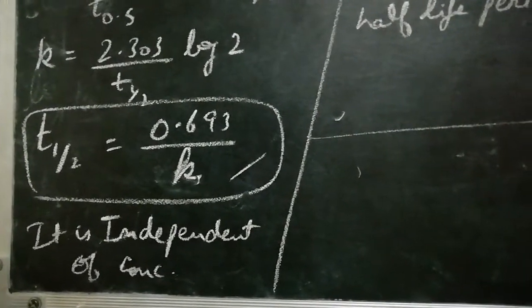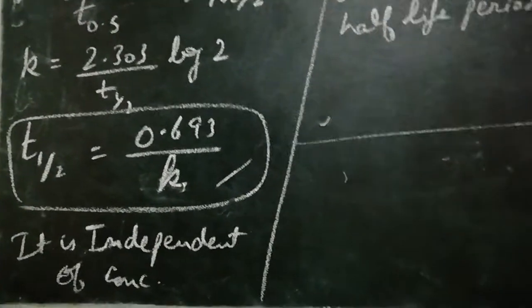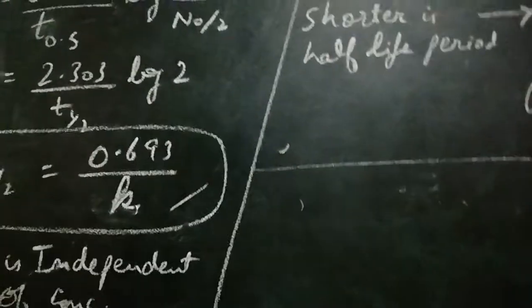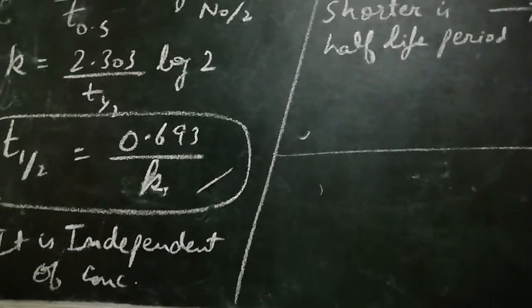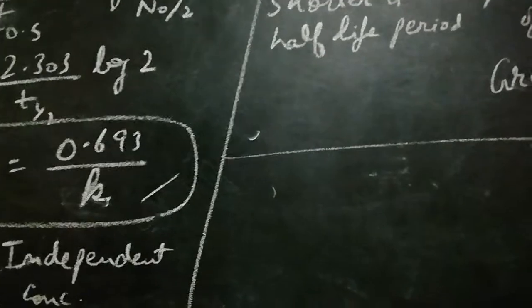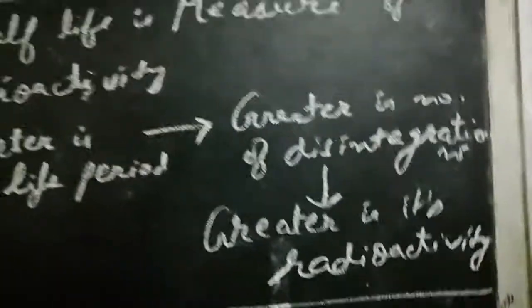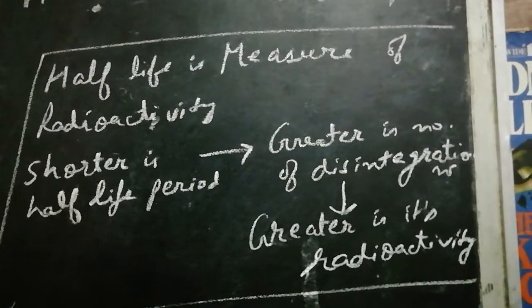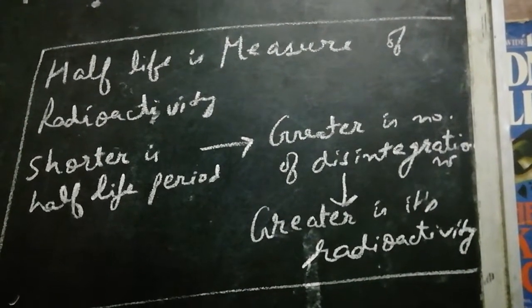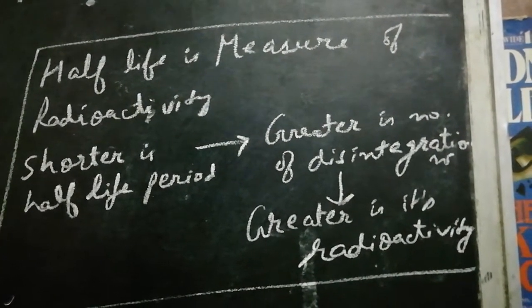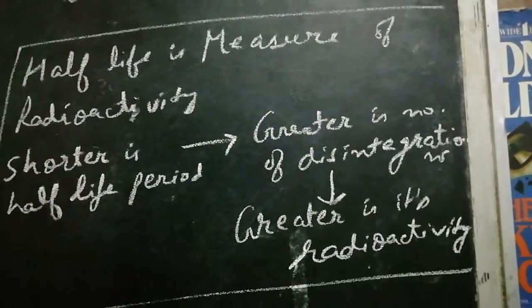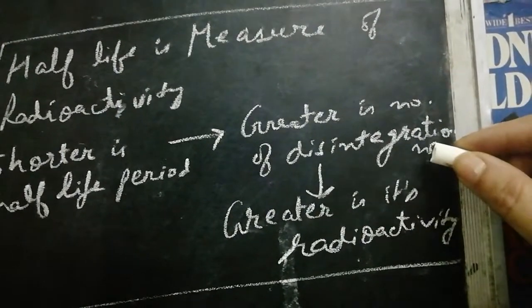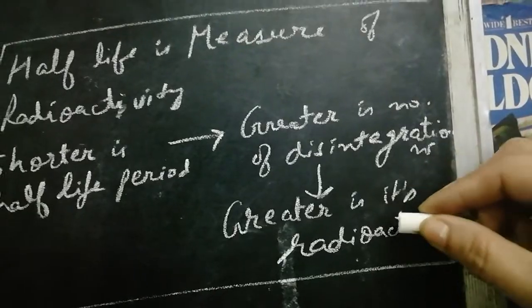From this, we can see that t half of radioactive disintegration is independent of the initial concentration of the radioactive substance which is taken. So we can say that half-life is the measure of radioactivity. The shorter the half-life period, the greater is the number of disintegrations and the greater is its radioactivity.